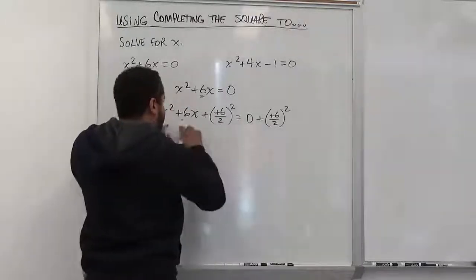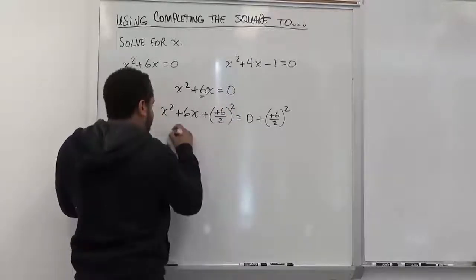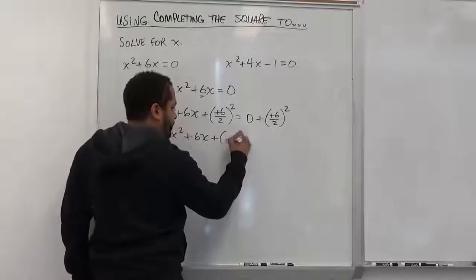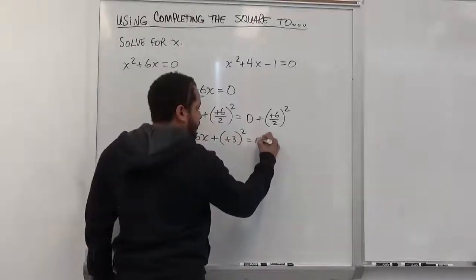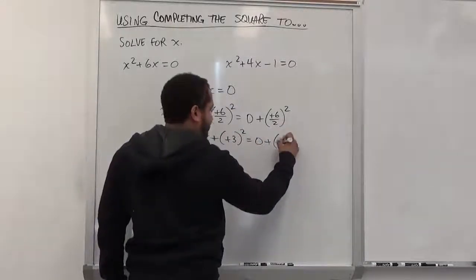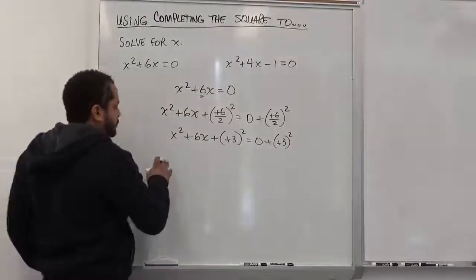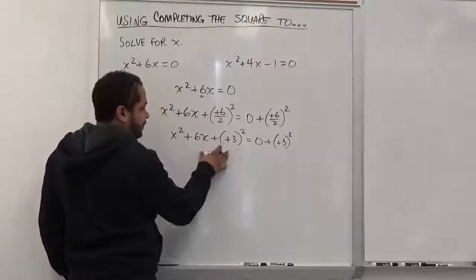The next step we're going to take is simplifying what we have inside the parentheses. So we have x squared plus 6x plus a positive 3 being squared is equivalent to 0 plus, again, a positive 3 being squared. And now in this step we're going to complete the square on the left-hand side.